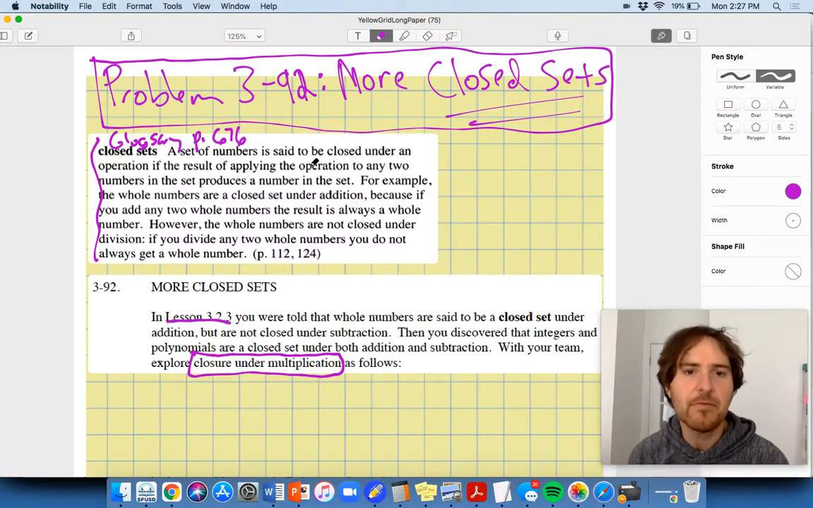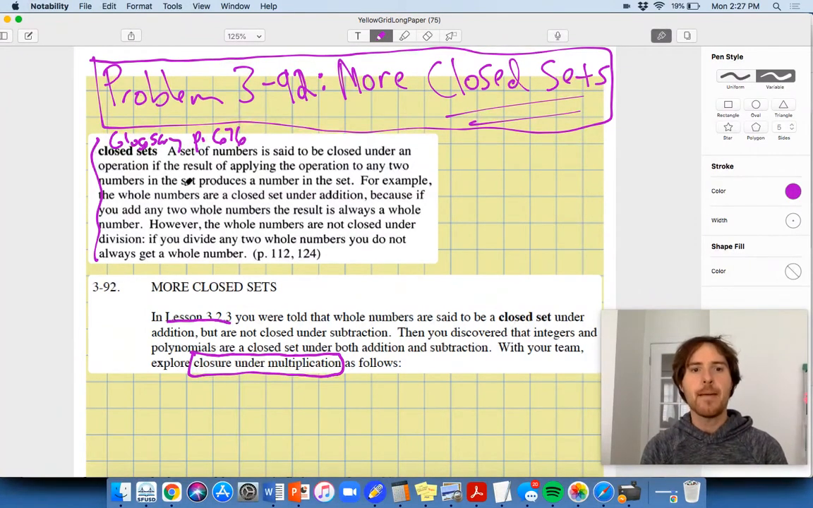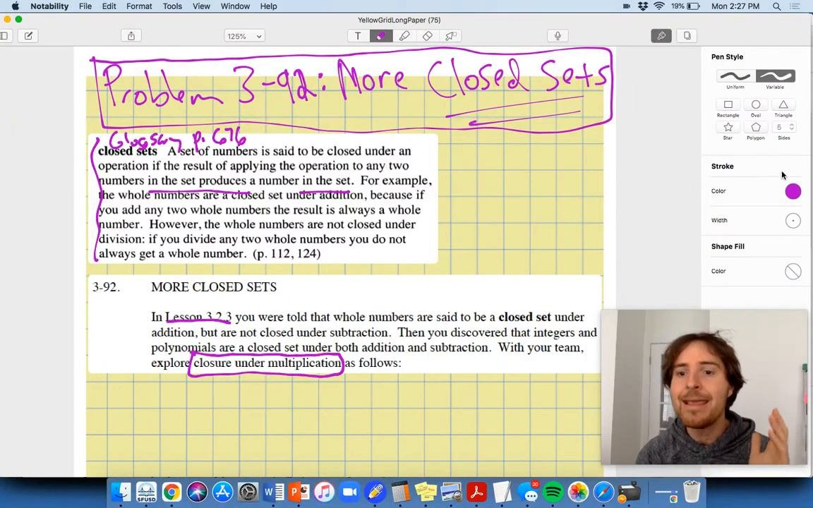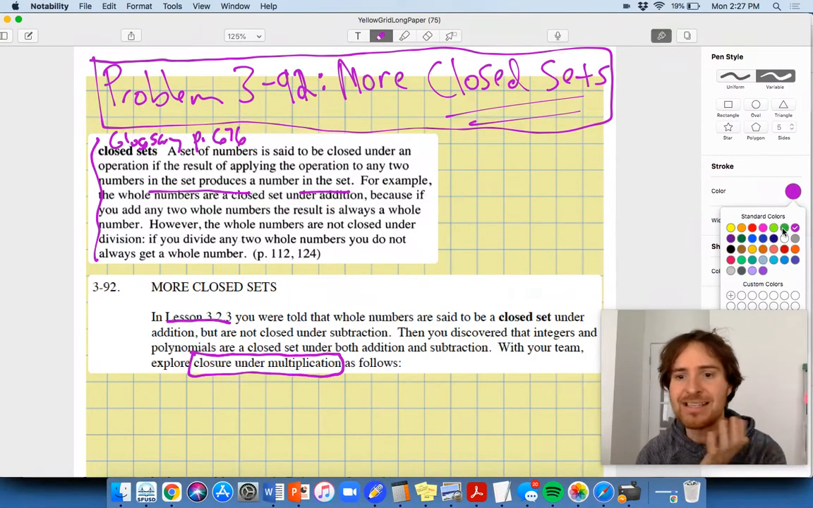Closed sets. A set of numbers is said to be closed under an operation if the result of applying the operation to any two numbers in the set produces a number in that set. For example, here, this is good. They're giving you an example. For an example, whole numbers are a closed set under addition. Because if you add any two whole numbers, the result's always a whole number. Okay? So are these sets closed?